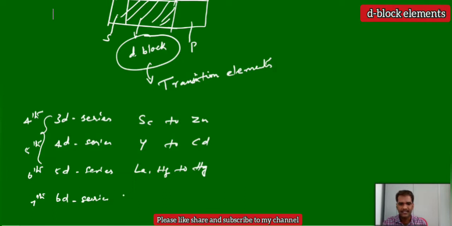The next, 6d series, starts from actinium. Again here we can see a gap between actinium and rutherfordium. Then it ends with copernicium, Cn. So here we have some gap. Here also we have some gap, and this gap is the lanthanides.